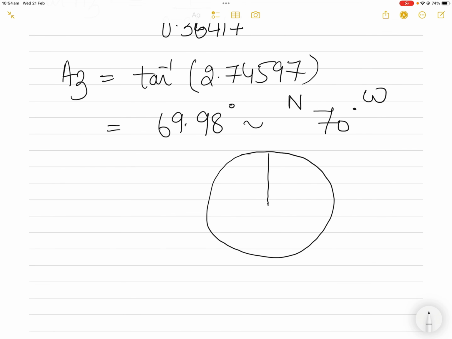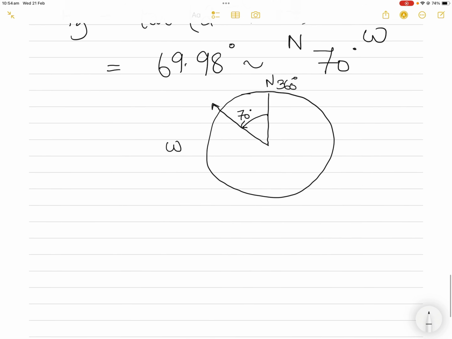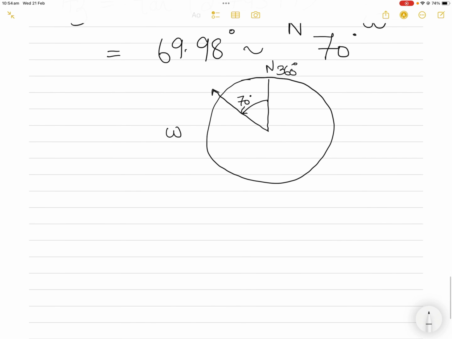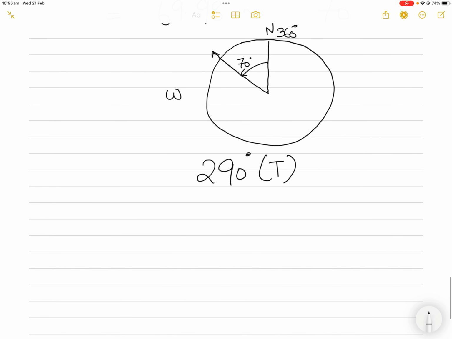North 70 degrees west, this is north, this is west. North 70 degrees west means you are going from north 70 degrees this way, right? So if this is 360, going 70 degrees west, it is 360 minus 70, which is equal to 290 degrees true. So going from north towards west by 70 degrees, 360 minus 70 is 290 degrees true.